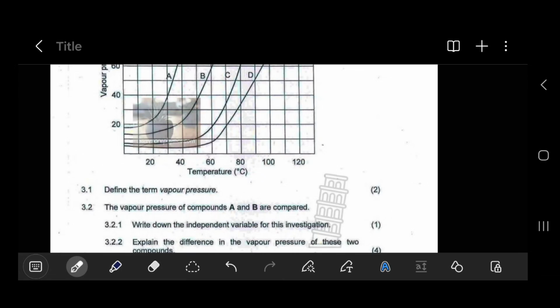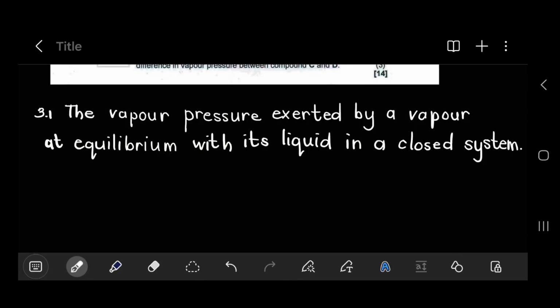3.1, however, says define the term vapor pressure. Again, just like boiling point, this is a definition which you learned in grade 10. So it is the exact same definition from then. So here's a definition. It is the pressure exerted by a vapor at equilibrium with its liquid in a closed system.